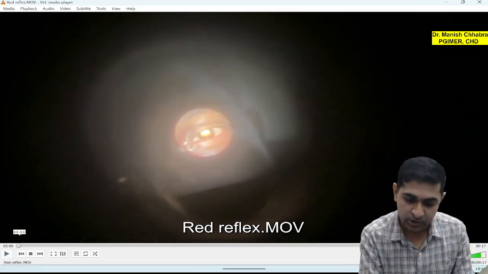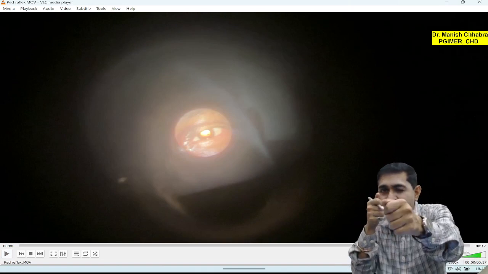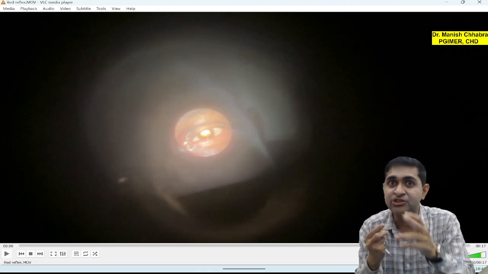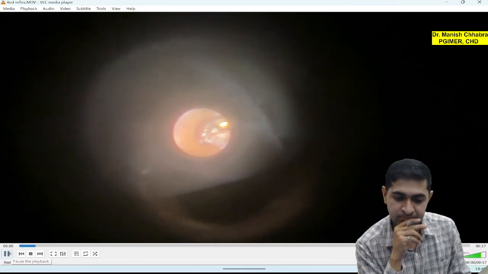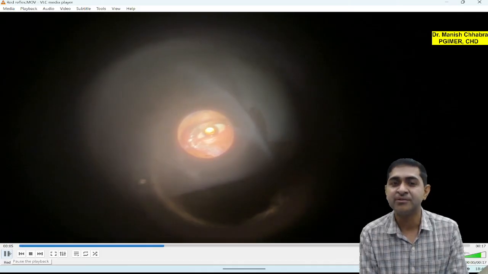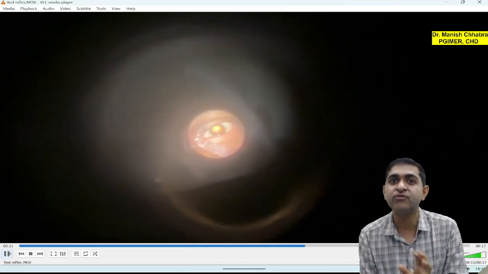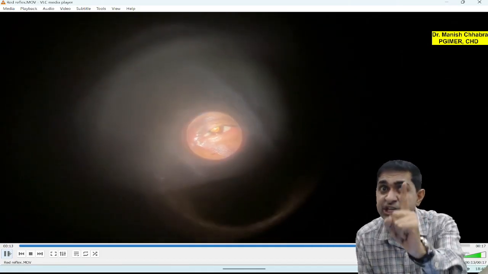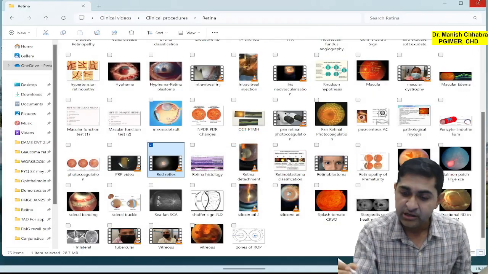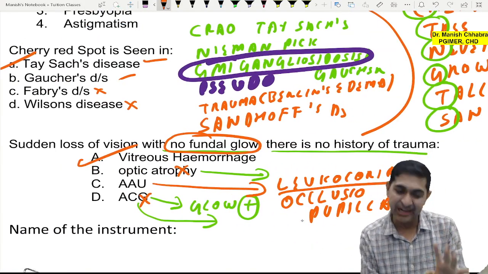So can you appreciate the fundal glow from this eye? Now I am going to shift my light from the direct ophthalmoscope to the other eye, in which there is vitreous hemorrhage. Now you will see for yourself. What do you see? Absent fundal glow. There is nothing which is seen. This is a clear-cut case of vitreous hemorrhage. If you have seen the patient, it will be very easy for you to connect the dots. These things cannot be remembered without seeing the patient, and I am sure you are going to remember this.